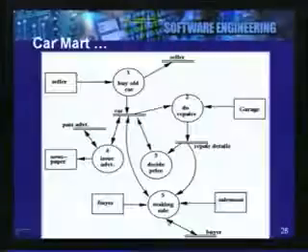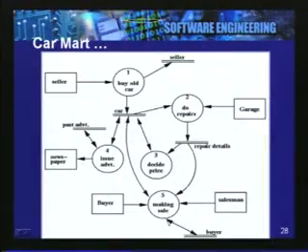Generally, you would do them sequentially, but you will also cross check each of them with the other. So, let us look at the data flow diagram for the car mart.